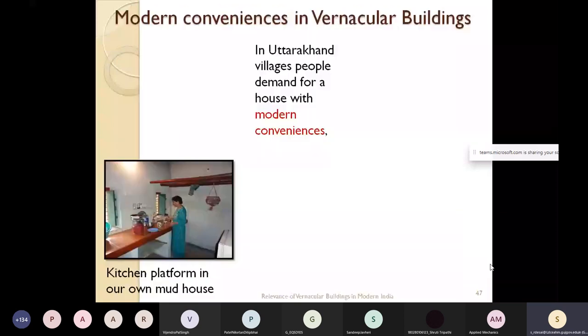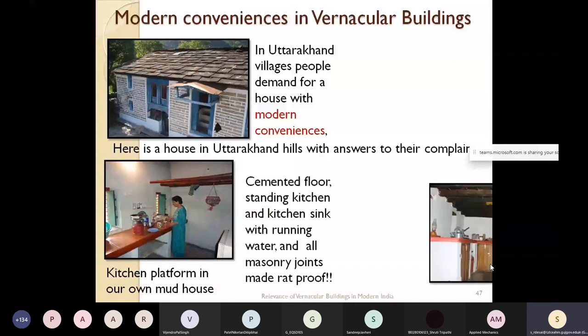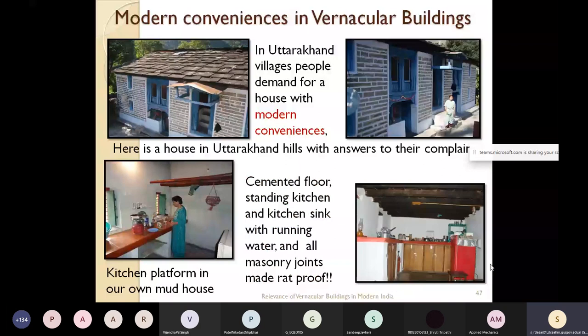Okay, one last issue I want to cover here is this whole mindset that modern conveniences cannot be part of the traditional system. So here, in the right upper pictures, you can see an excellent example of an Uttarakhandi random rubble house where it had a cement floor and it had the standing platform like a modern house. So everything that people were demanding.